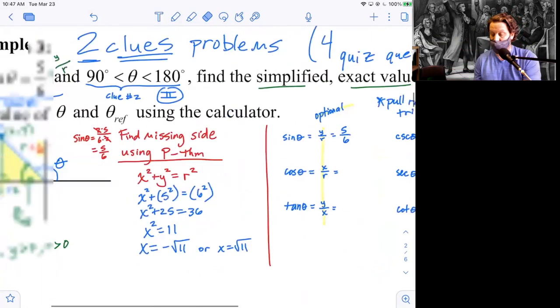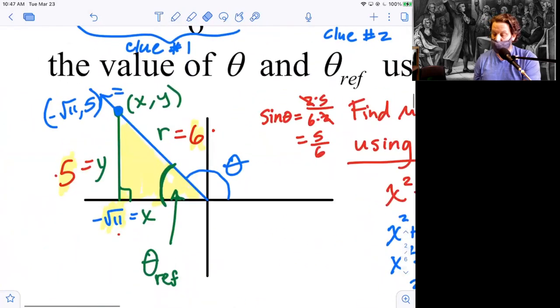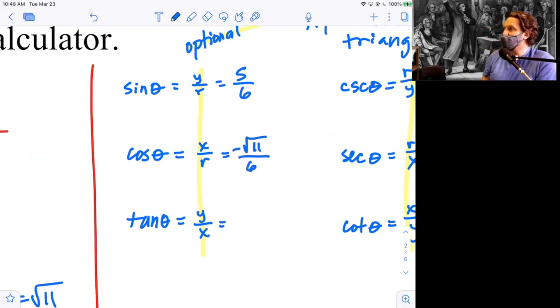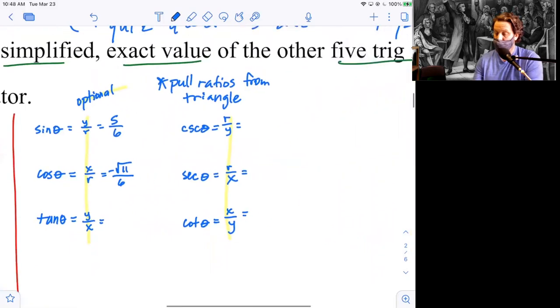Now, what's the cosine ratio? Well, cosine is x over r. That's negative square root of 11 over 6. Now, notice how I wrote that. I wrote the negative in the top. Is that okay? That's actually preferred, isn't it?